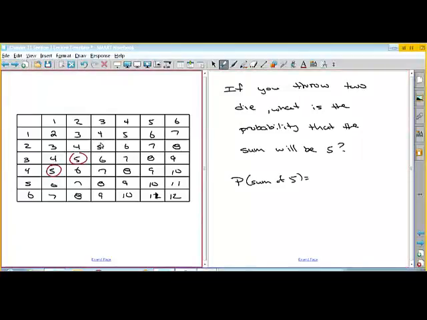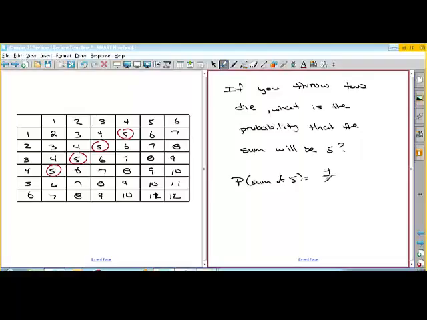So we just go over to our table and we count 1, 2, 3, 4. So there are 4 favorable events. There are 36 possible events. You can simplify that down to 1/9. So the probability of throwing 2 dice, the sum being a 5, is 1/9.